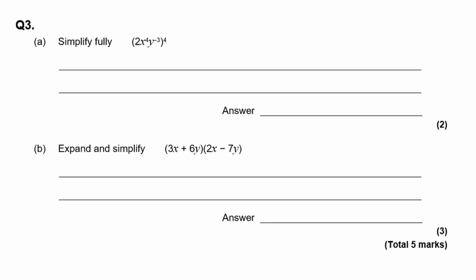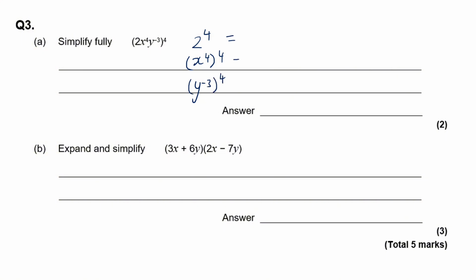Right, question 3, simplify fully. We've got (2x^4 y^-3) to the power of 4. This is the same thing as what we have inside the bracket being multiplied by itself 4 times. So this is the same thing as 2 to the 4, x to the 4 to the 4, and y to the negative 3 to the power of 4.